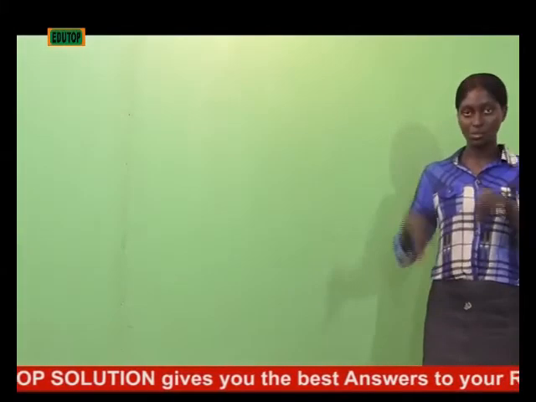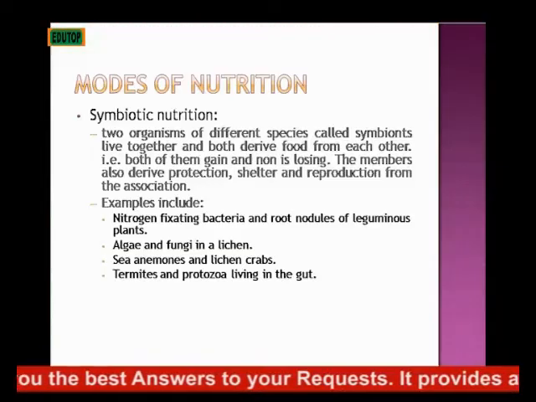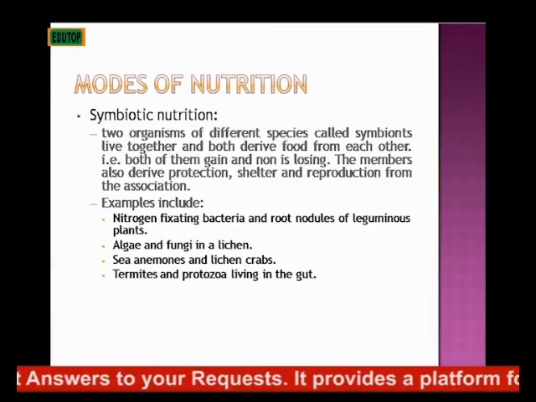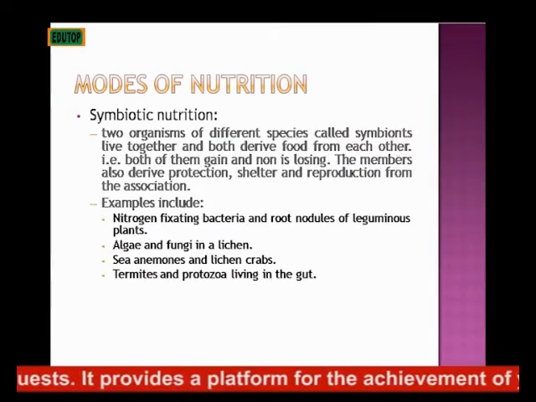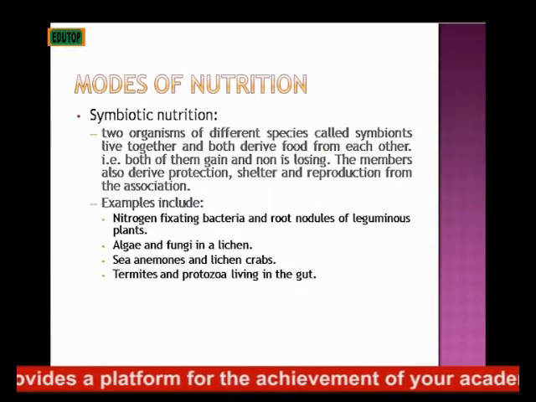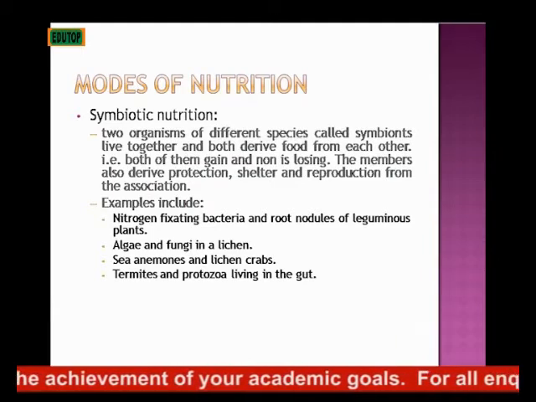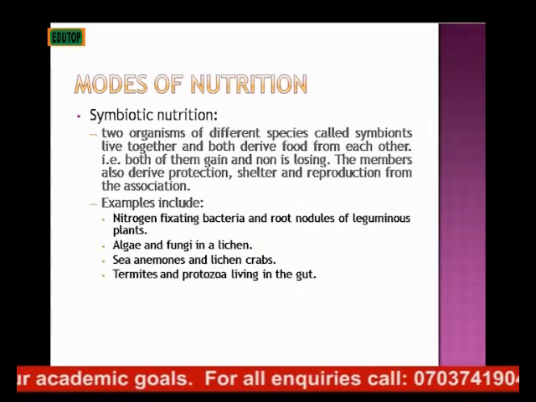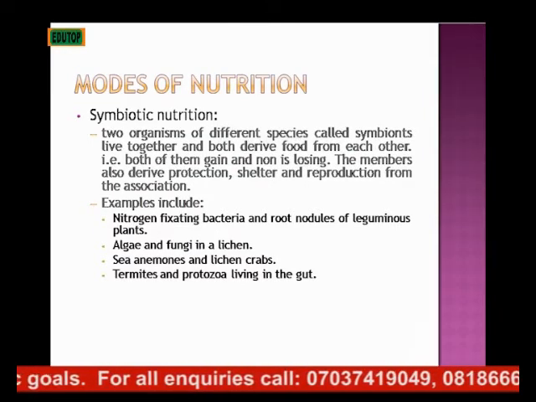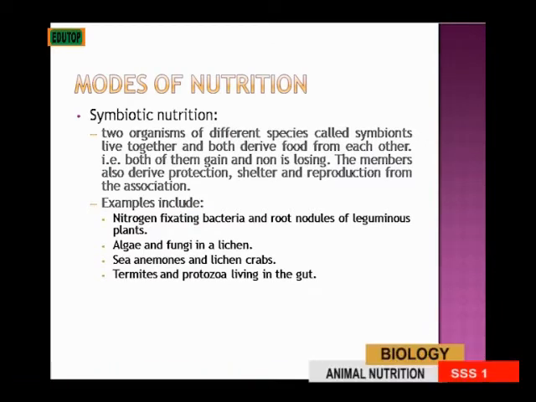So the plant is helped with nitrogen, but the bacteria itself is associated to the root, so it gets protection in that association. Then another example is the algae and fungi in lichen, the association of algae and fungi living together. Also we have sea anemone and hermit crabs too. They are also examples of symbiotic organisms or symbionts. Also termites and protozoa living in the gut are examples of symbionts.